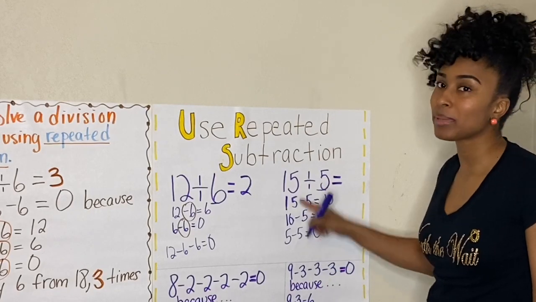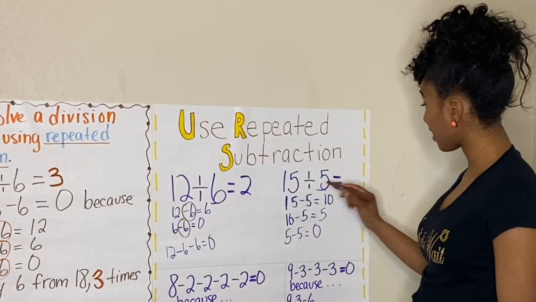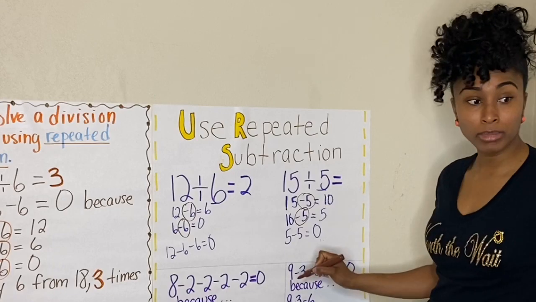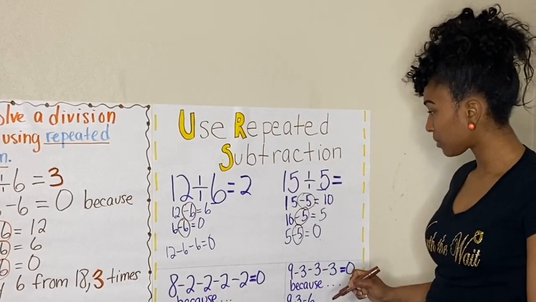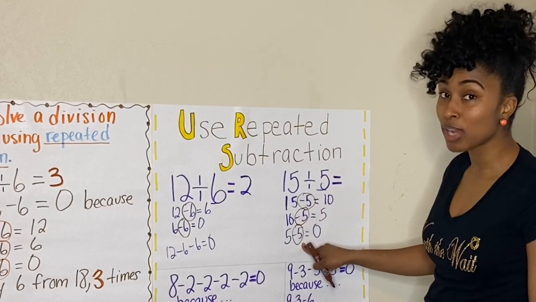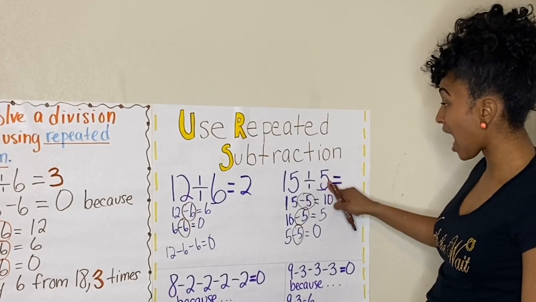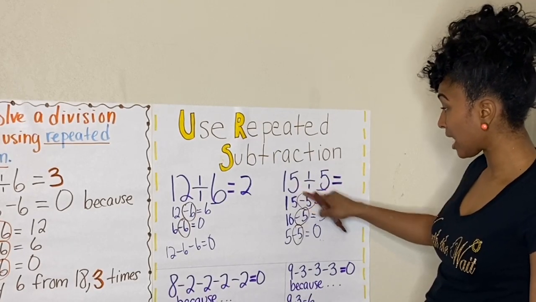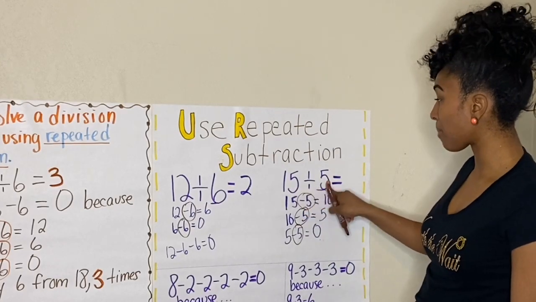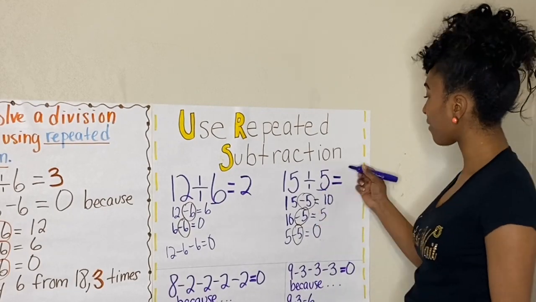Now I can count how many times I needed to subtract 5 until I got 0. Let's count together. I subtracted 5 1 time, 2 times, 3 times. So I know my answer is however many times I subtracted until I got 0. Okay? So I took away 5 from 15 3 times to get 0. So 15 divided by 5 is 3 because I subtracted 5 3 times.